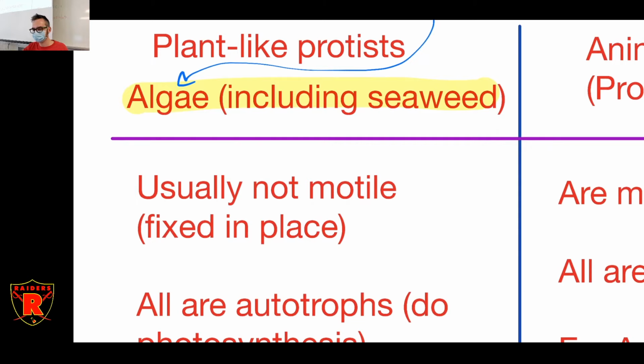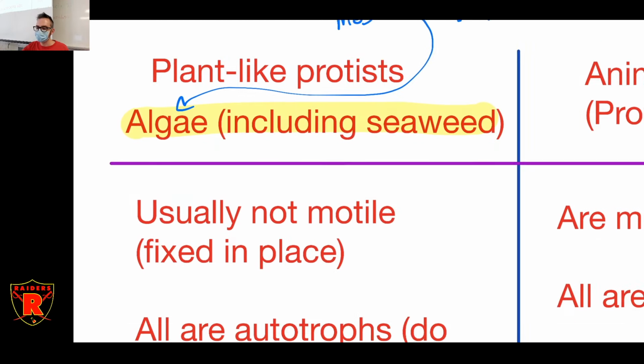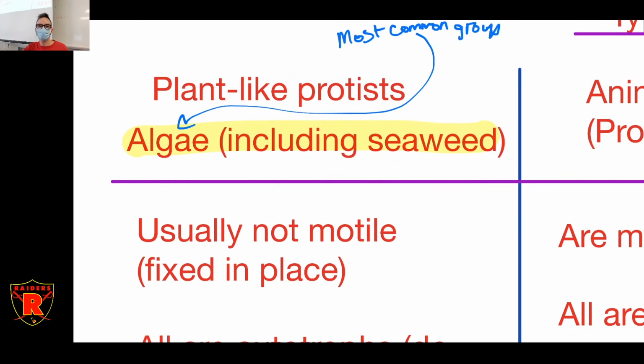So plant-like protists don't usually move. That is not 100% true, but it is generally true. This is a tough one because there are a lot of exceptions, since protists are so diverse. But in general, plant-like ones don't move. When we say motile, it means moving to a new place. They may move, but they don't go anywhere. So they're not motile.